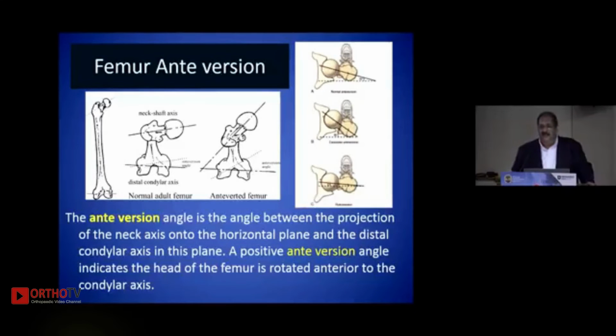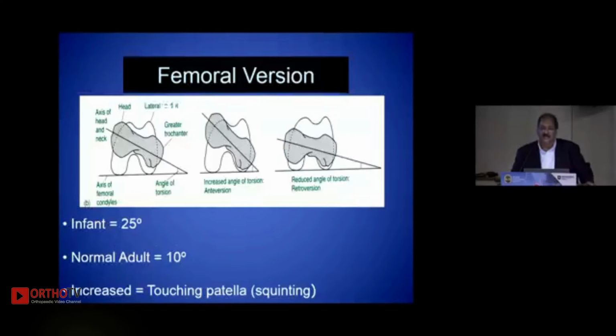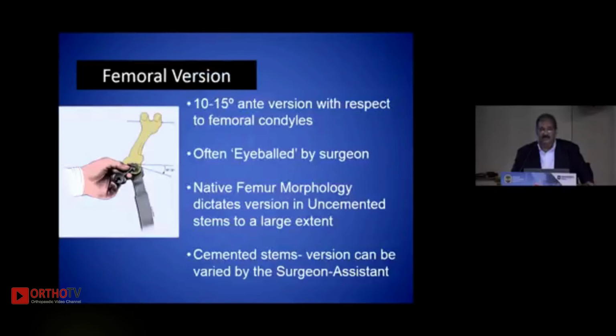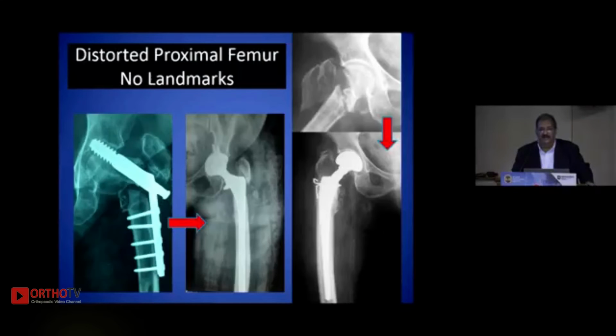Coming to the femur, again, the anteversion is the angle between the projection of the neck relative to the condyles. Usually around 10 to 15 degrees. In infants, it's more. And an increased anteversion gives you an in-toeing gait. The femoral version usually is an eyeball scenario for most surgeons. The native femur morphology restricts or dictates it as much in an uncemented system, while in the cemented system, we have some leeway, and surgical technique is crucial for that.